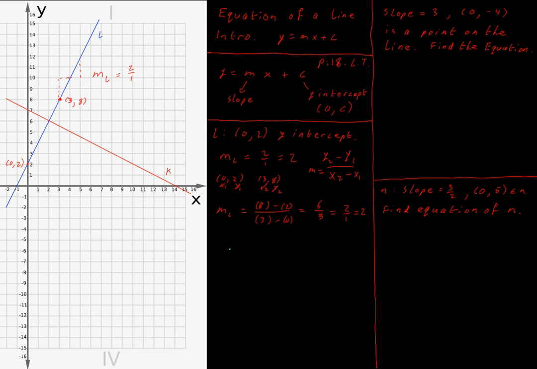So then what's the equation of L going to be? Well, I have my y is equal to mx plus c, and that is going to be y is equal to, my slope is just 2, so slope multiplied by x plus whatever my y-intercept was. Well, I found my y-intercept was 2, so that's plus 2, and that's the equation of L.